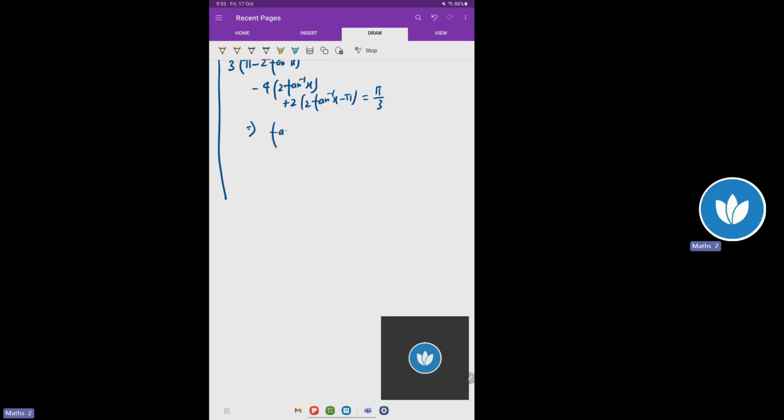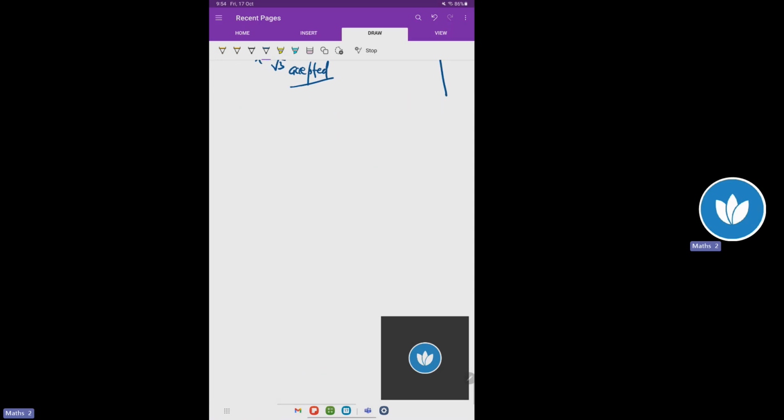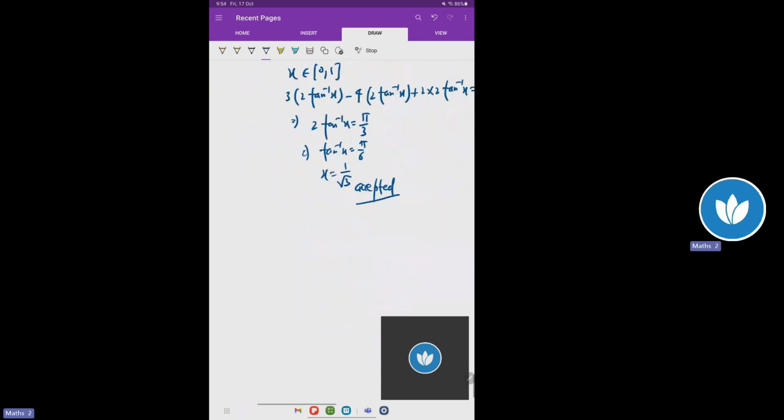So if you simplify this, this is going to be tan inverse x as pi by 15. Okay, so x would be tan of pi by 15. Obviously, its value would be less than 1. So this we have to reject actually. Whatever this value is, since 15 degrees is less than 45 degrees, we have to reject that value. So this is rejected actually, and we have only one solution in this case. Okay. Now let's move to the next question. Our next question is question number 26, sorry.